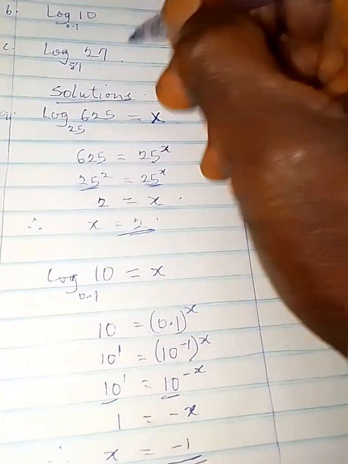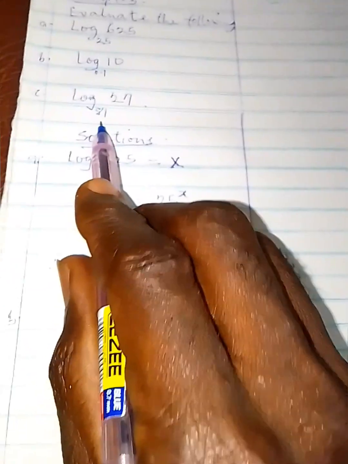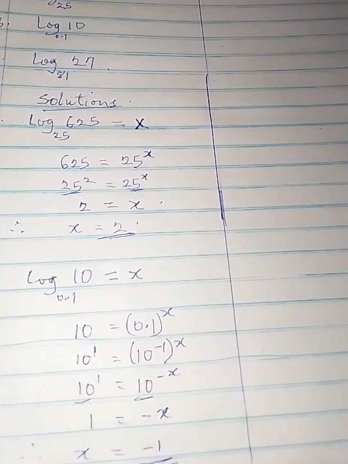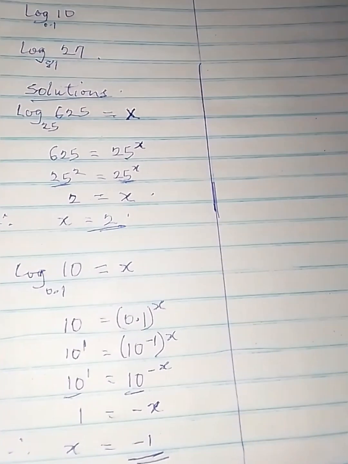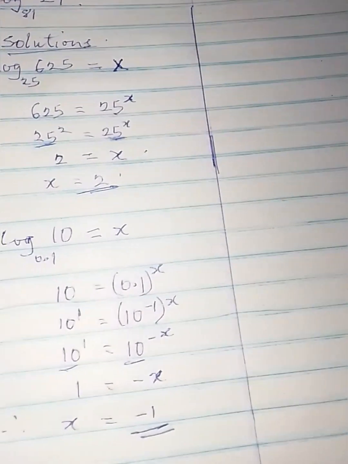Now with these two examples, I would like you to do the third one by yourself, which is log 27 base 81. Don't forget, you have to equate your base, and after that you consider only the raised to power and you get your answer. Thank you.